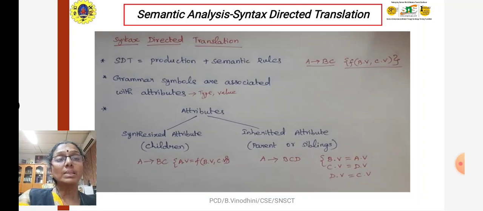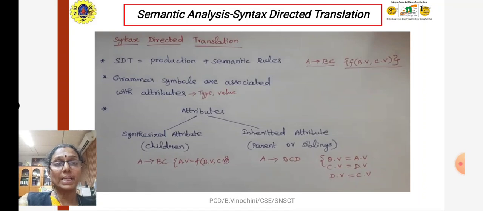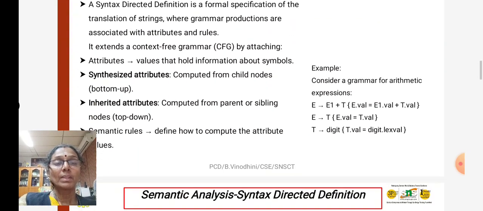For an example of inherited attributes, suppose the production is A tends to BCD. The B value is taken from A dot value, the C dot value is taken from D dot value, and the D dot value is taken from the C dot value. So the value of a particular variable is obtained either from the parent or from a sibling.